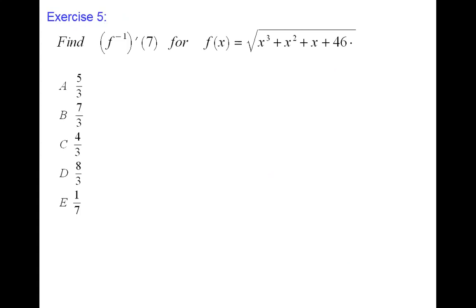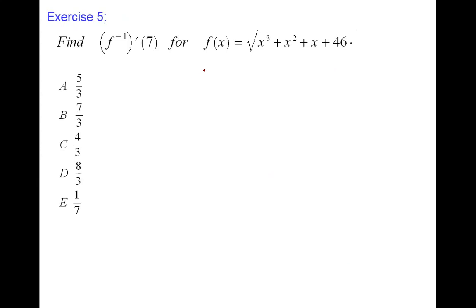Okay, find the derivative of the inverse at 7 for this function: square root of x cubed plus x squared plus x plus 46. Since all of the options exist, I will assume that this function is 1-to-1. However, we will still need the derivative, because we remember we need the derivative.